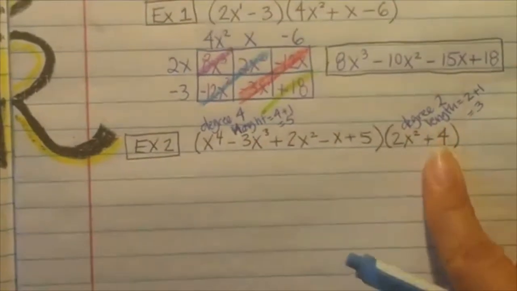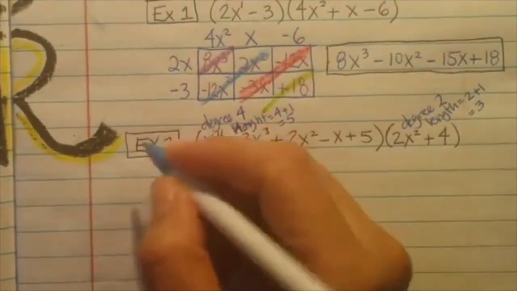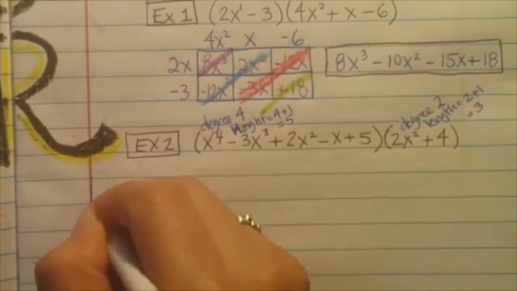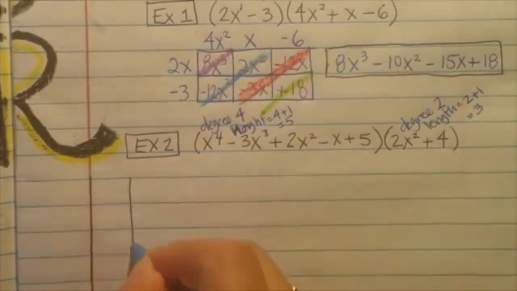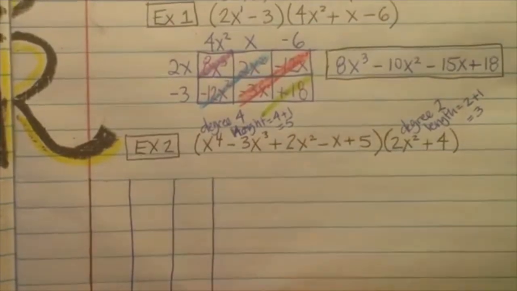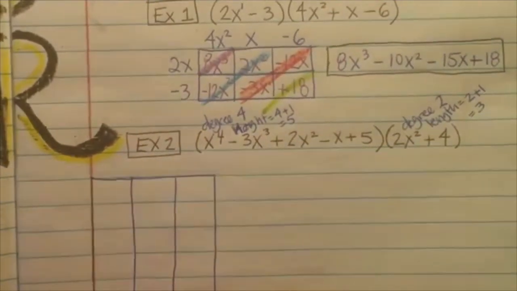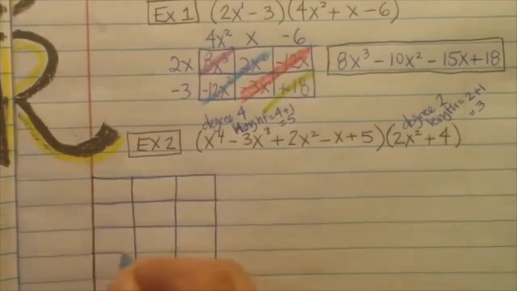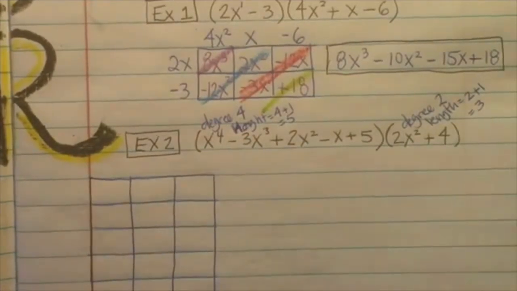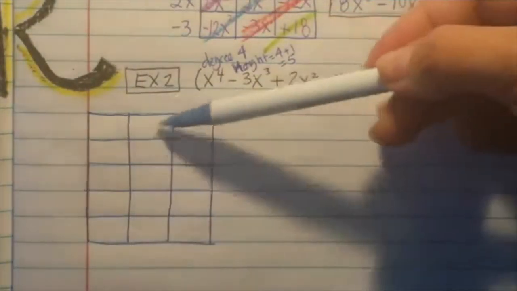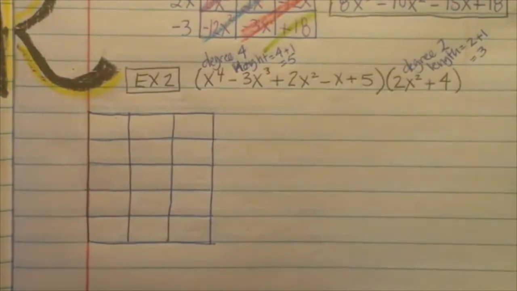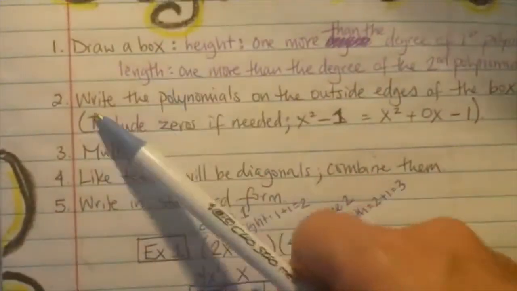So now we're going to draw our box. The height is going to be 5, so 5 lines: 1, 2, 3, 4, 5. And we need 3: 1, 2, 3. Make your boxes. Then we're just going to write them across on the outside, and we're going to count to make sure that they have enough. This one has 5 boxes, which means there should be 5 terms. That one has 3 boxes, so there should be 3 terms. So you can see we're missing something.